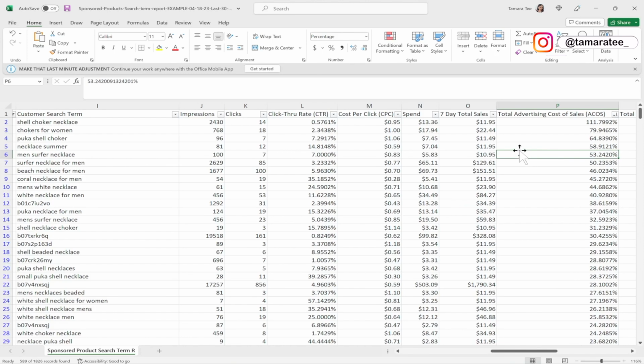So if you are someone that is brand new to selling on Amazon and you want to focus on lowering your ACoS on day one, that's not going to happen. Lowering your ACoS takes time through choosing good keywords and optimization. So let's get into it.